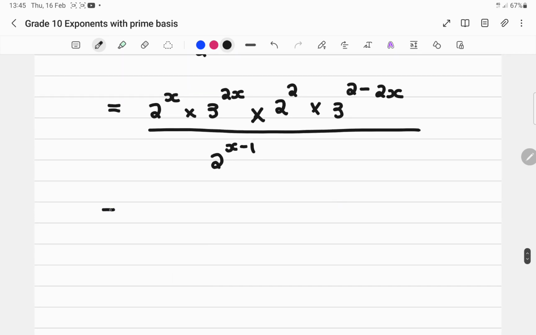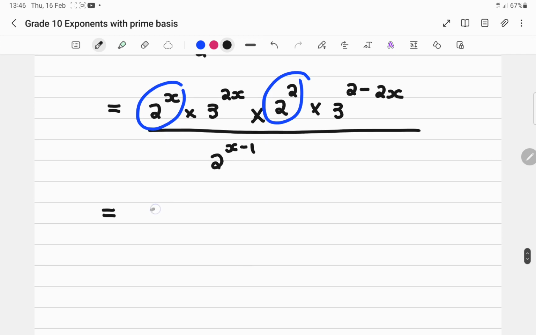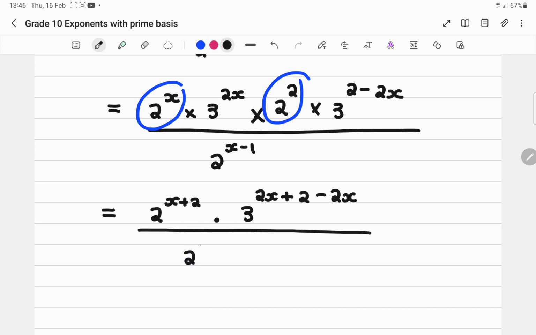Now we're going to clean up upstairs, and all the ones with the same bases you can multiply. So 2 to the power x times 2 to the power 2 gives you 2 to the power x plus 2. Keep your same base and you add the exponents. Times 3 to the power 2x plus 2. And now very important, a plus minus 2x becomes a minus 2x. All over 2 to the power x minus 1.